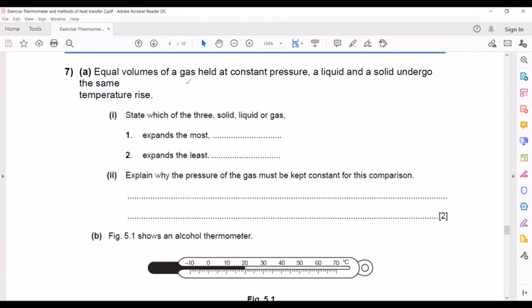Equal volumes of a gas held at a constant pressure, a liquid and a solid. Which of the three expand the most? The gases expand the most because they have very weak forces between the particles. And which expands the least? The solid expands the least. Why must the pressure of the gas be kept constant for a fair comparison? Because the pressure also affects the change in the volume.